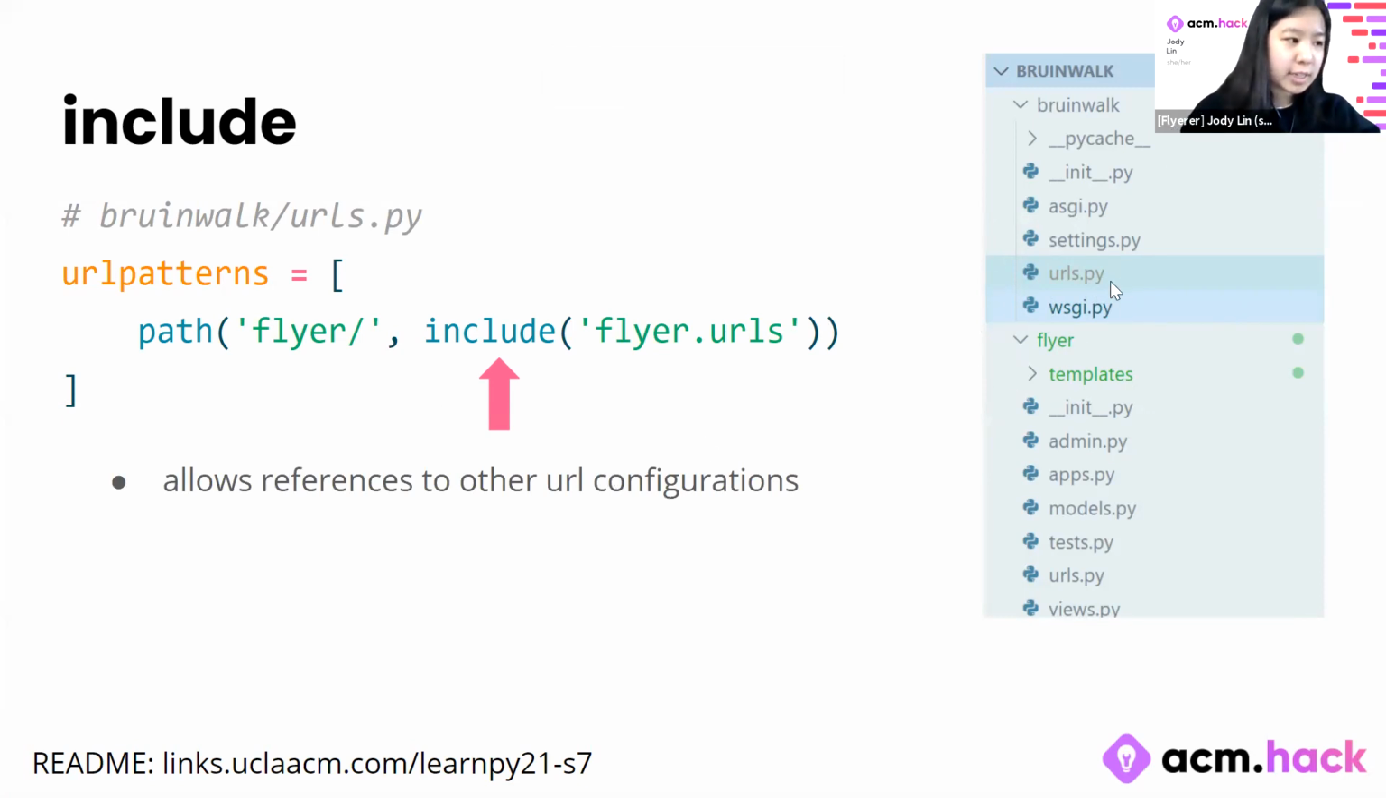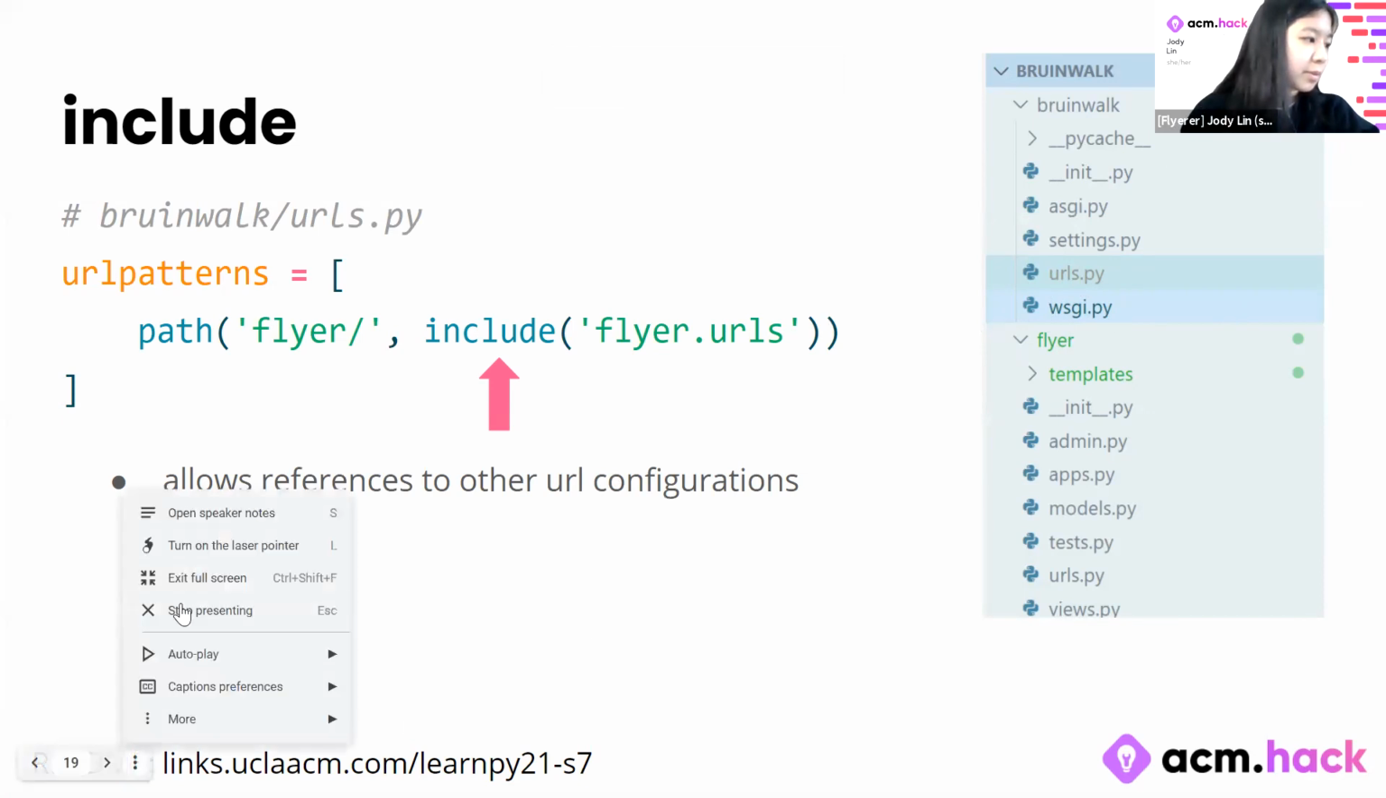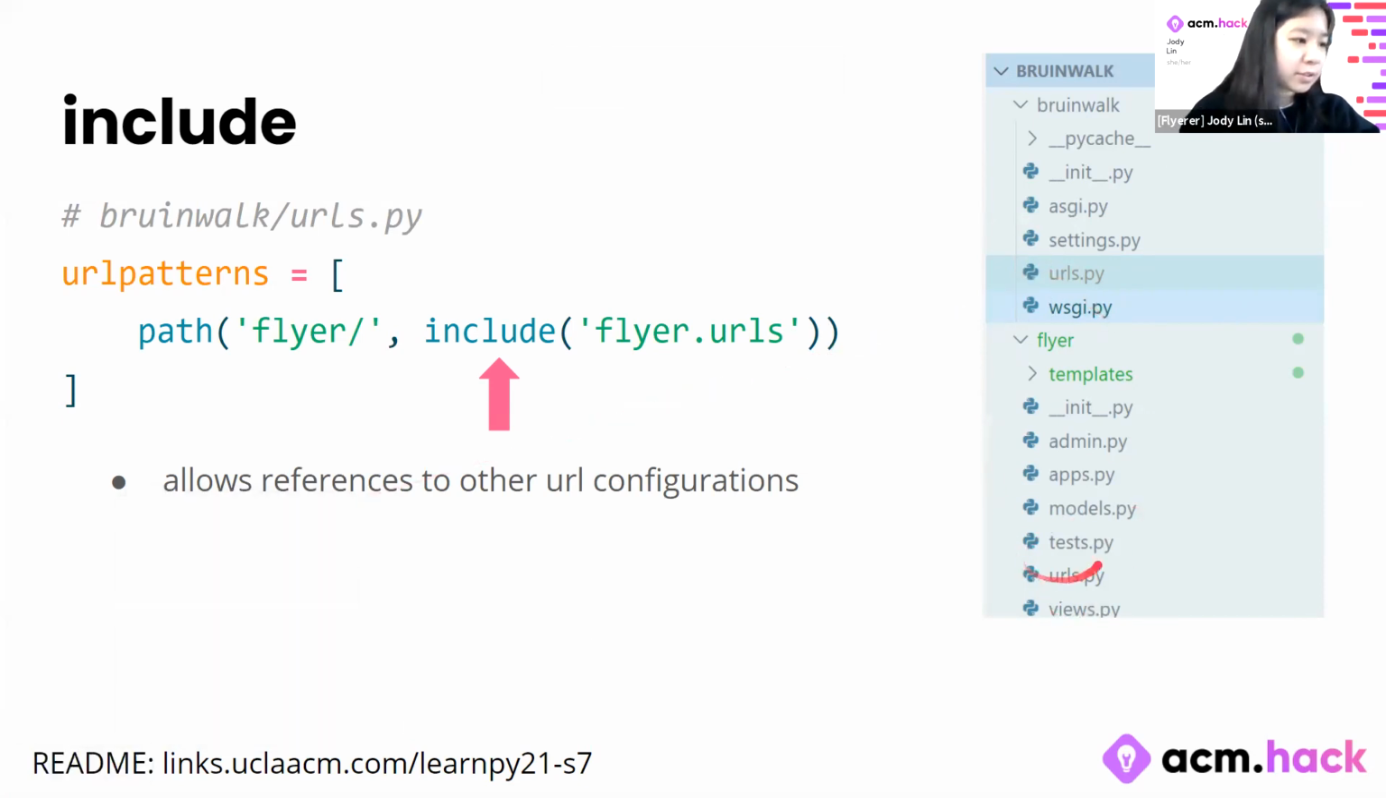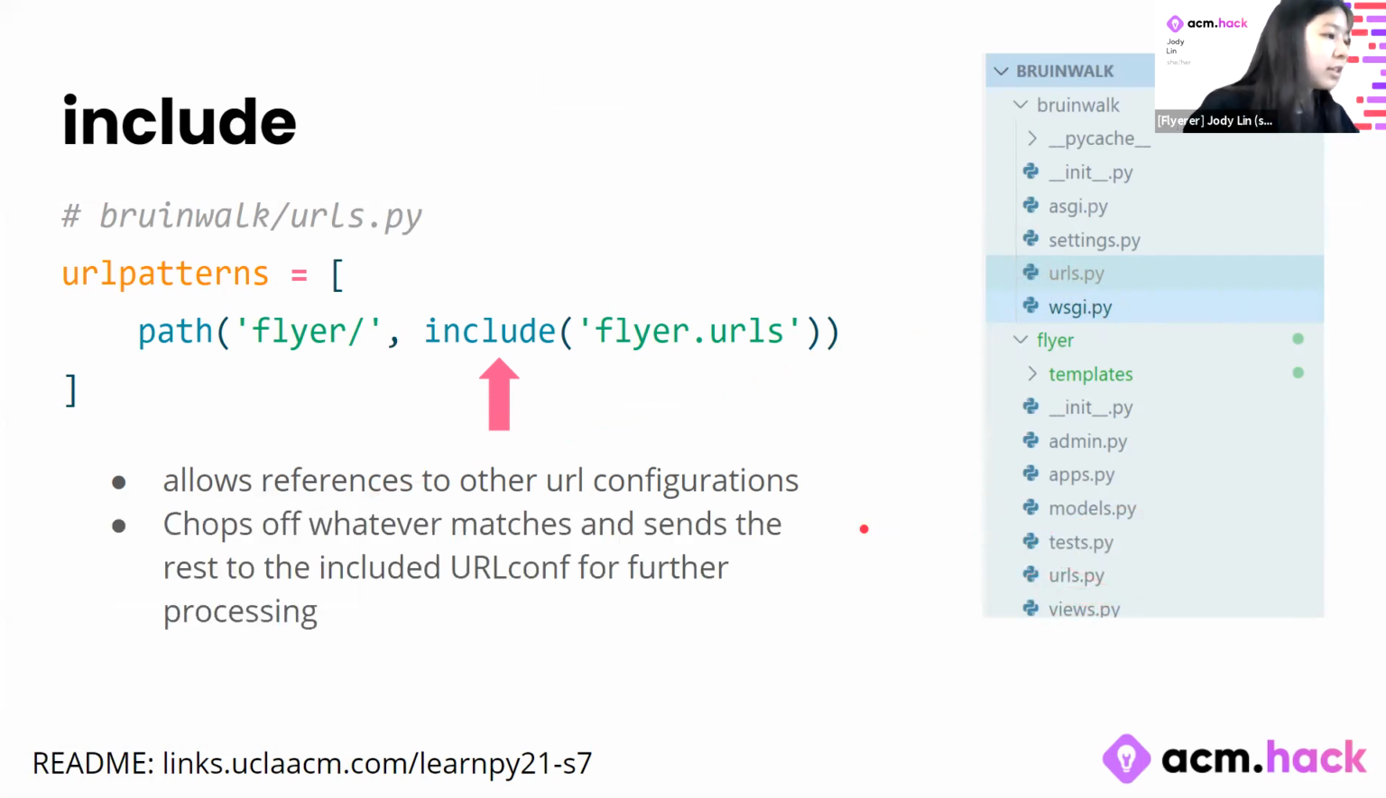So before, we're only looking at this one, but we want to be able to access the ones we defined in our app as well. So what this include function does is it chops off whatever matches and sends the rest to the included URL configuration for processing. So when I say whatever matches, if you type in an endpoint like /flyer, it'll say, oh, that matches this. And then whatever comes after, if you do /info, or an empty string, it's going to take all of that and send it to this URL configuration.